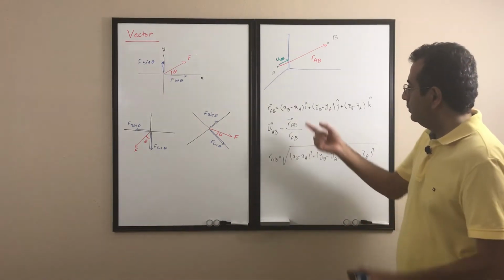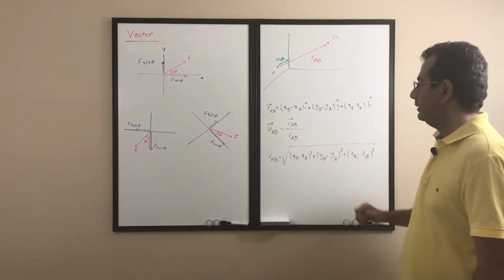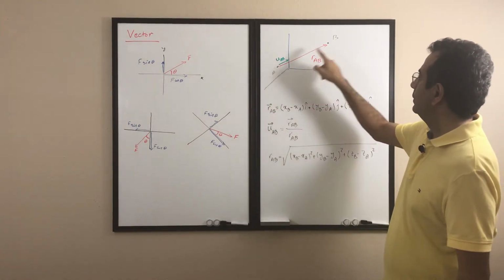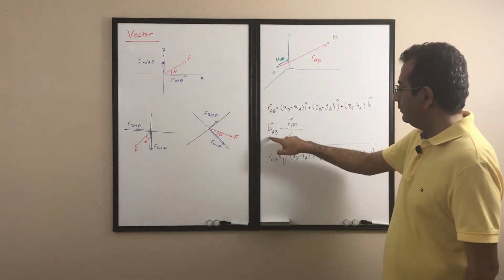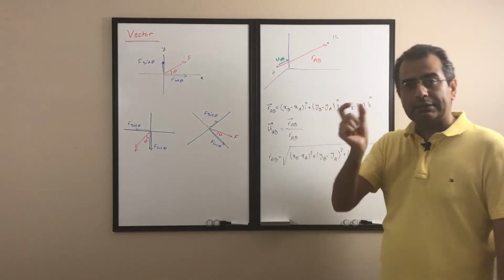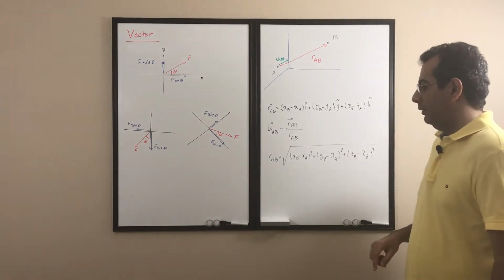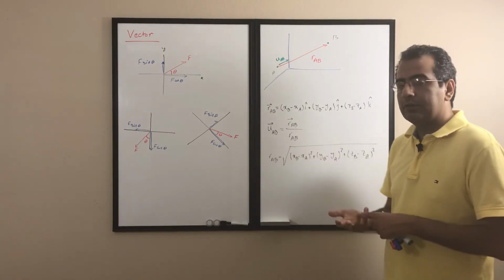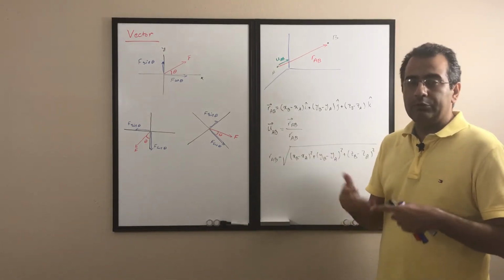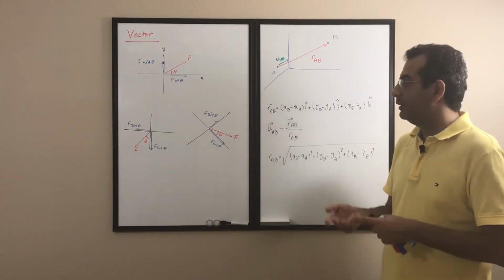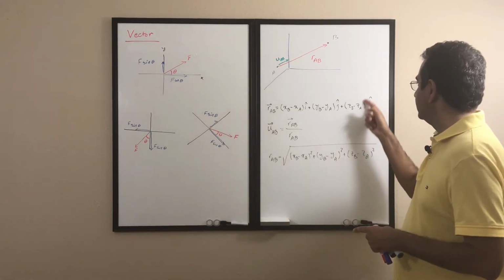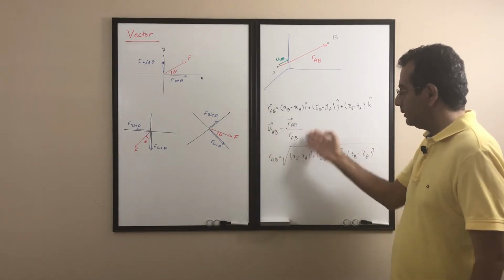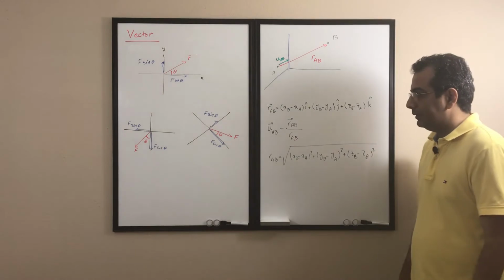So these are the two vectors we need: the position vector and the unit vector. The position vector is the vector that goes from point A to point B. The unit vector is the vector along AB but has a magnitude of 1. Remember that the unit vector along the x direction is i, the unit vector along the y direction is j, and the unit vector along the z direction is just k. The unit vector along AB is this. So that's how we work with that.